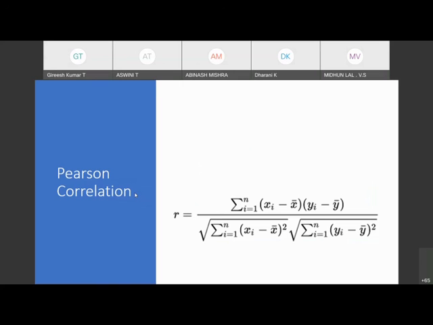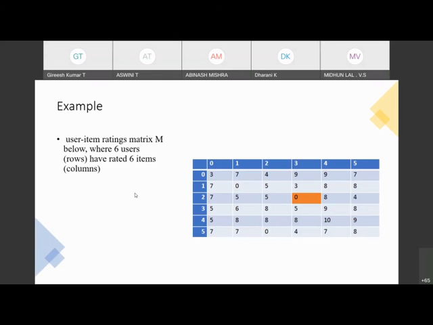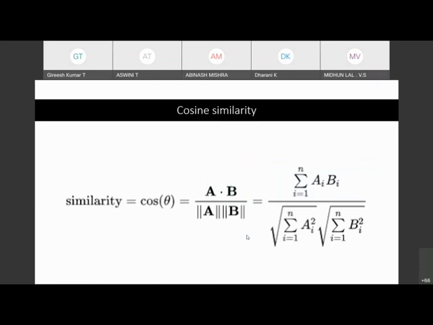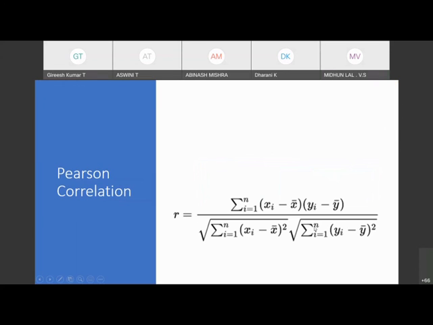Now we are going back to the previous table. So this is 0 and this is 1. Now what you are going to do is calculate the average, meaning 3 plus 7 plus 7 plus 5 plus 5 plus 7 divided by 6. That is the average of the x values. Then the average of the y values: 7 plus 0 plus 5 plus 6 plus 8 plus 7. So that is x bar and y bar here.